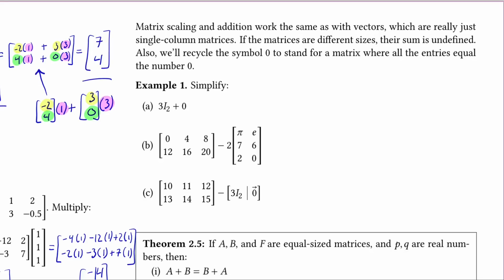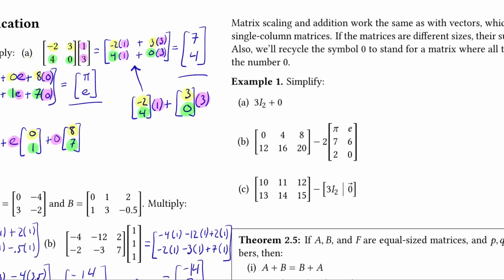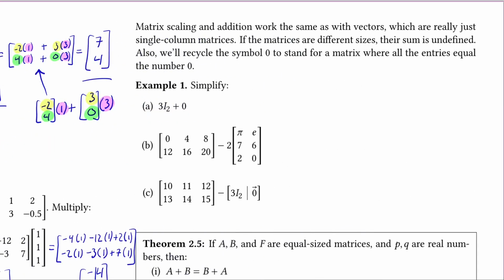All right, let's get started with section 2.2, matrix multiplication. Before we get to matrix multiplication, we're going to go over matrix scaling and addition between matrices. And this works the same as with vectors, which are really just single column matrices. So just to give a quick example, I2, remember, means the 2 by 2 identity matrix, which looks like so.